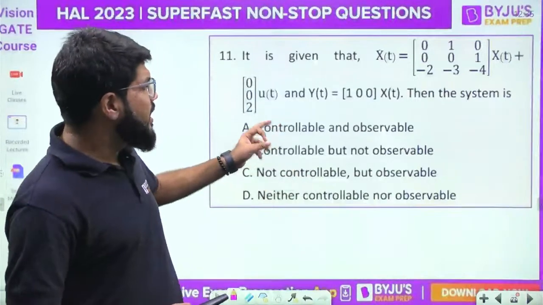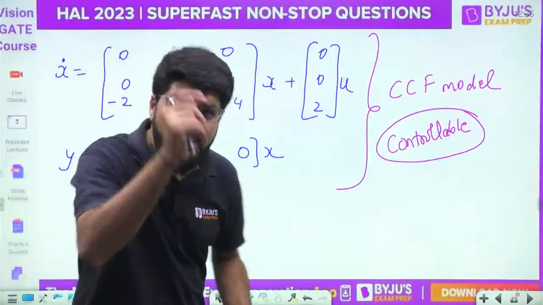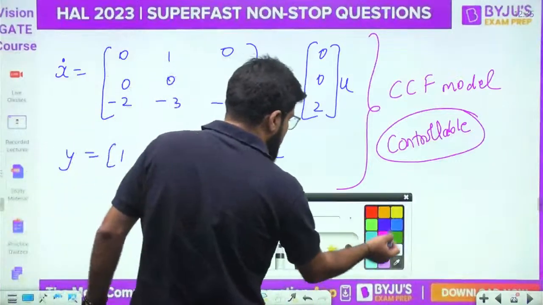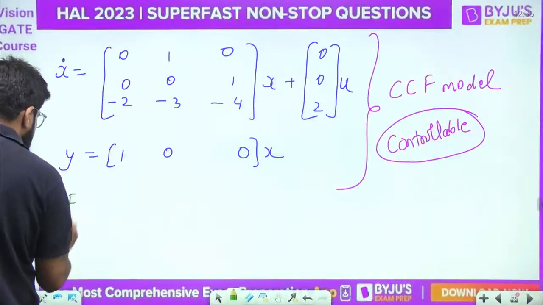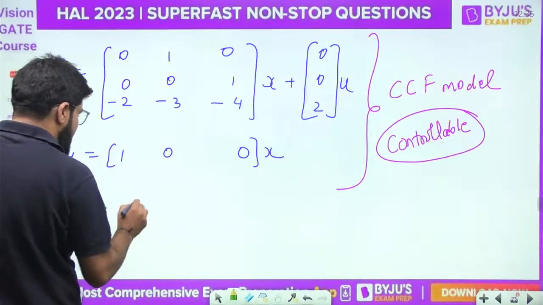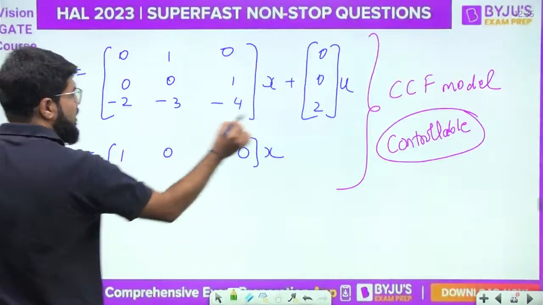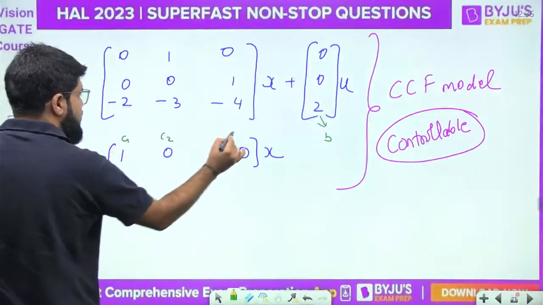So what is the trick of observability for the controllable canonical model? I will tell you that too. What you have to do next is calculate the transfer function of this. How is the transfer function given, guys? Take note: we call this term B, and we call these terms C1, C2, C3.